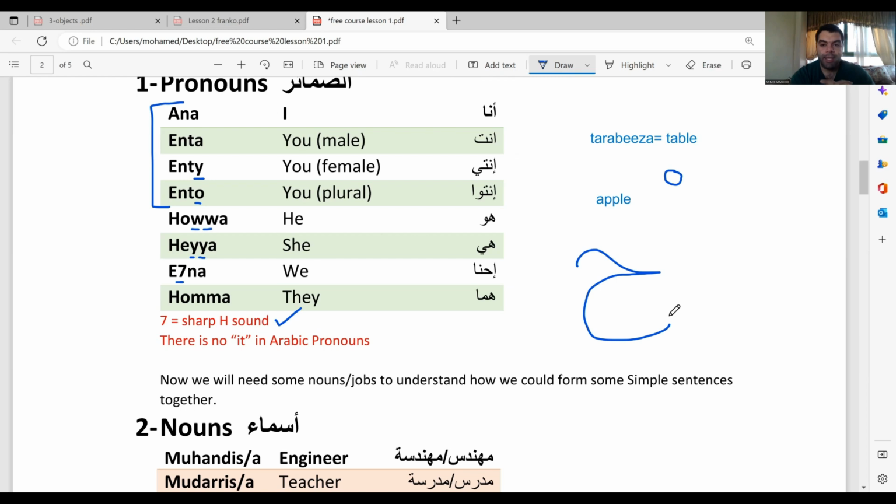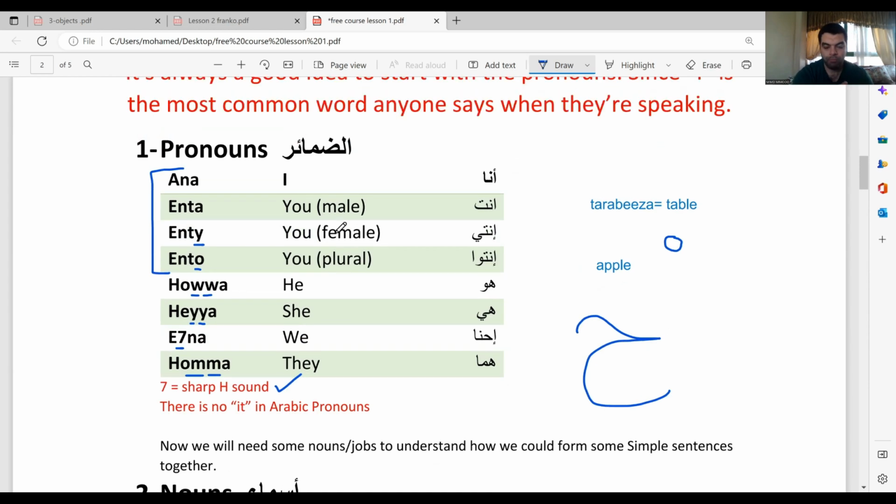So we say ihna, ihna. Very good. And the A is not very open, remember. Ihna, like that. And then they, it's a double M. So we say humma, humma, ihna, humma. Very good. Now let's say them all together in one go. أنا, أنت, أنتي, أنتو. هو, هي, إحنا, هم.